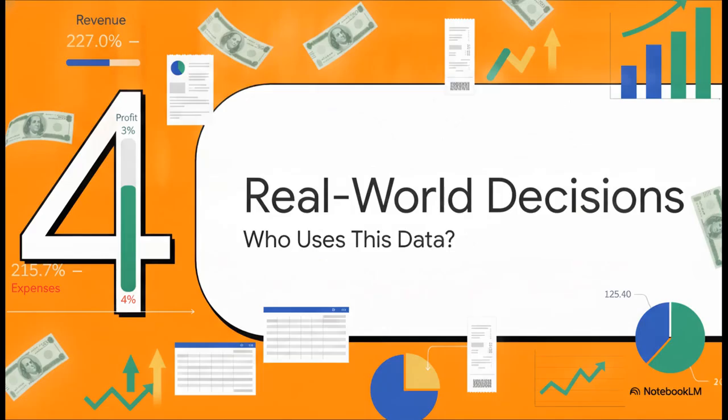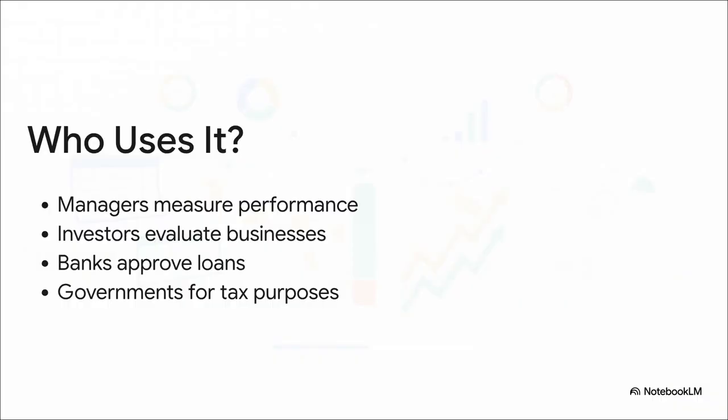All right, Section 4, real-world business decisions. Listen, without knowing exactly where the money is coming from and where it's going, businesses are essentially flying blind. You just can't make strategic choices without the data. So who actually uses this information? The answer is basically everyone who matters to the life of the business. Managers use it to measure performance and reel in their expenses so they can increase profit.